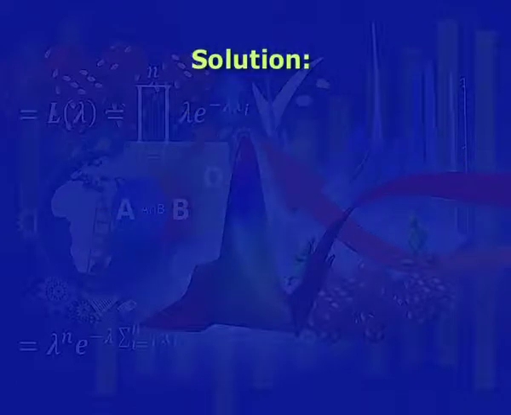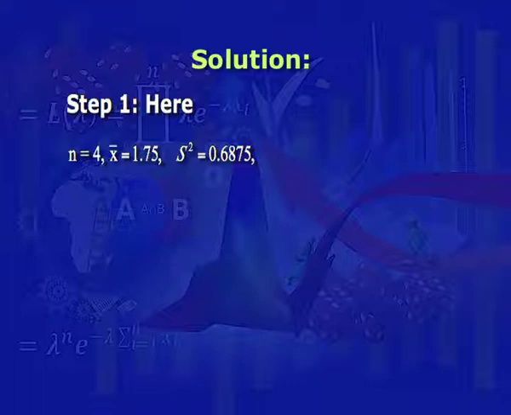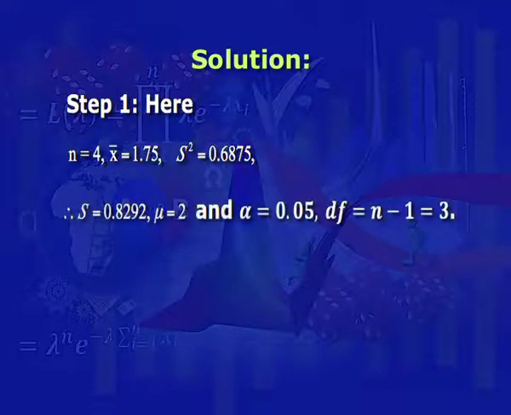Let us see the solution. Step 1. Here sample size n equals 4, sample mean x bar is 1.75, sample variance s square is 0.6875, and therefore its square root s equals 0.8292. We are given population parameter mu equal to 2, alpha level of significance is 0.05, and degrees of freedom equal to n minus 1. Here n is 4, so degrees of freedom becomes 3.